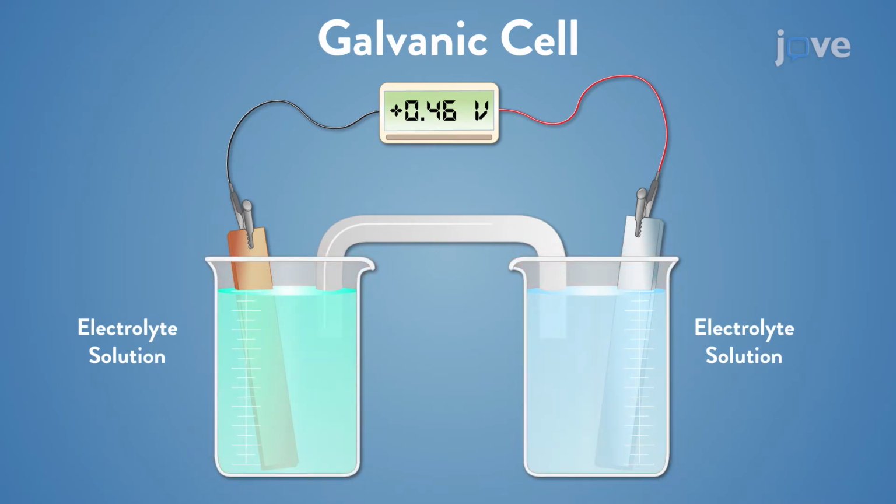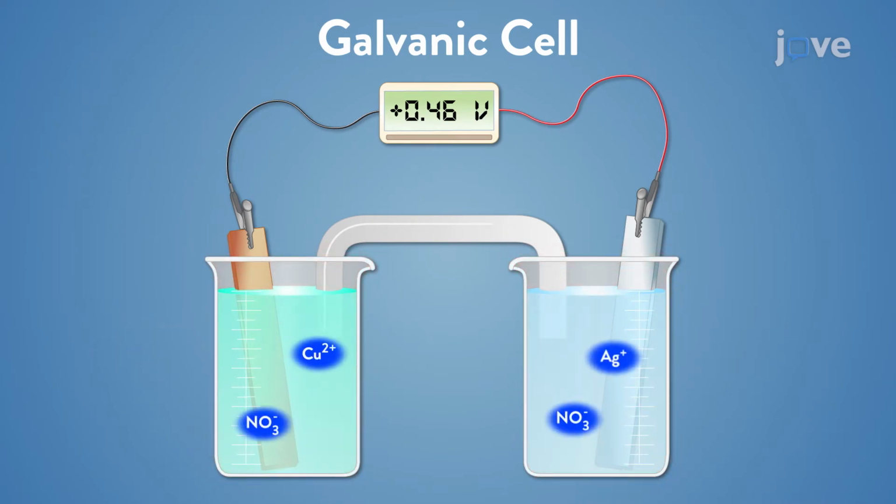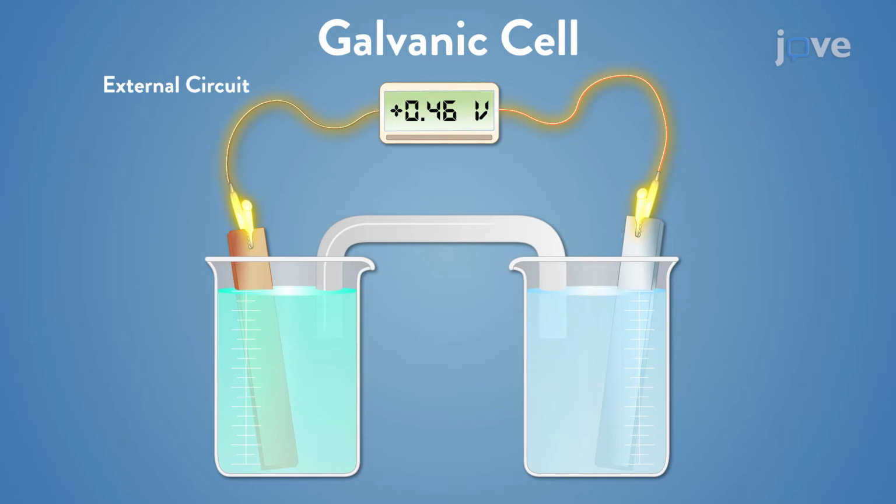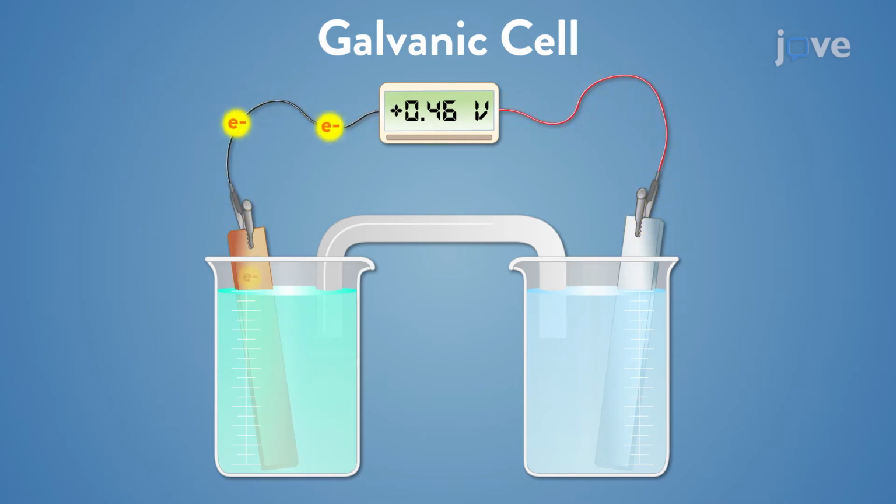The solutions consist of the ions needed for the half reactions, either the oxidation or reduction reaction, that occur at each electrode. The solutions are connected by a salt bridge, which enables the flow of ions and maintains the charge neutrality of the solutions. The electrodes are connected by an external circuit, which the electrons travel through during the reaction.